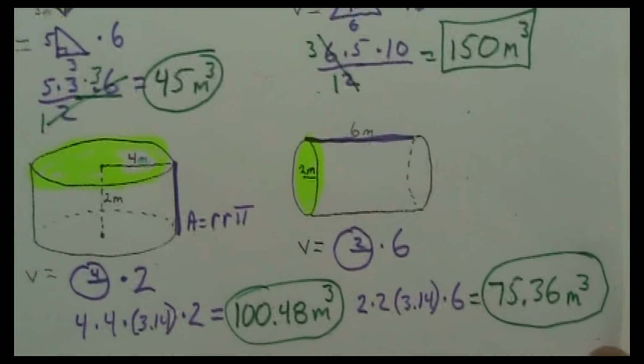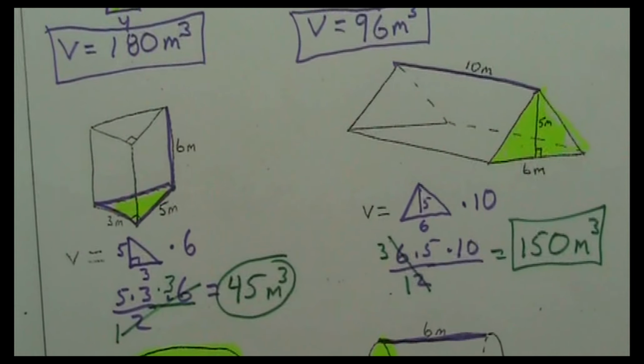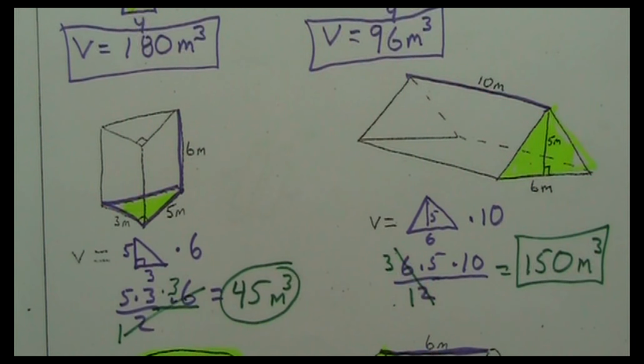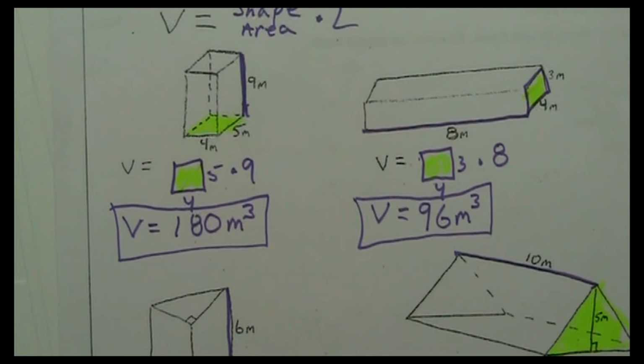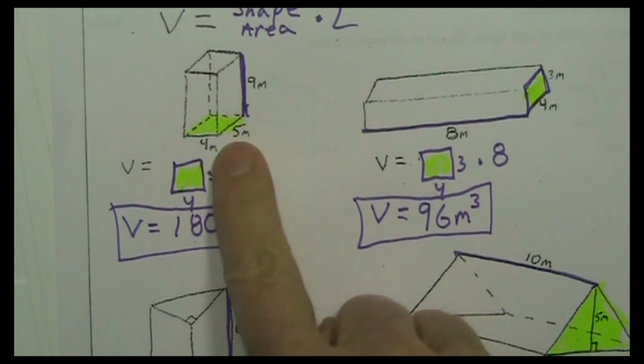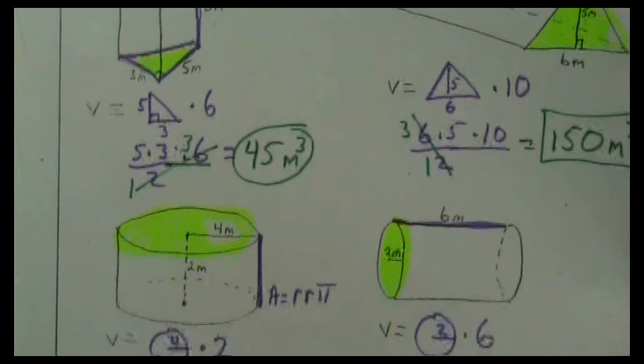Okay, so how do we find all this stuff? Whatever the shape is, times how long it is. So on a triangle shape, the area, times how long it is. The rectangle, times how long it is. The area times how long it is. Okay, turn over your paper, please.